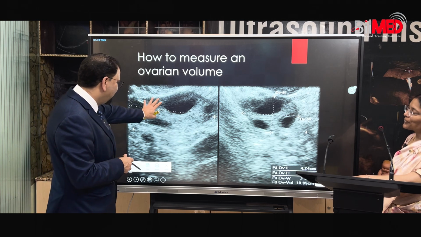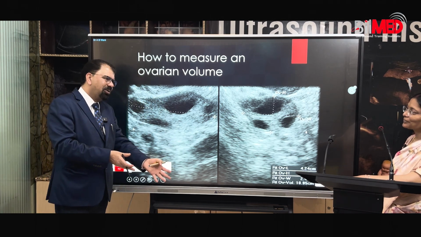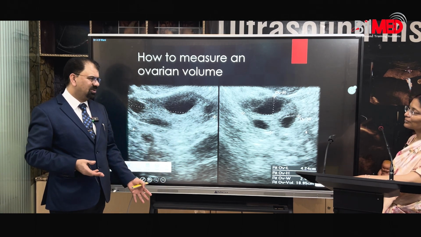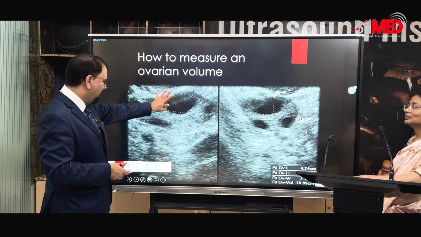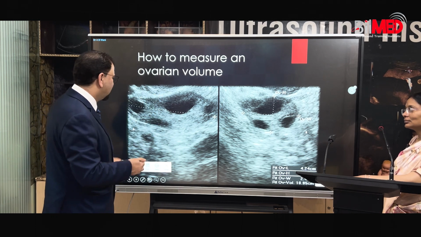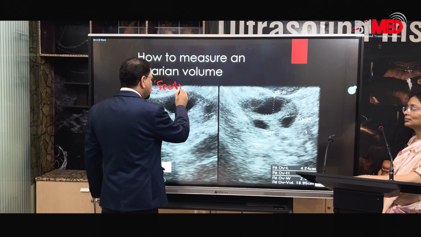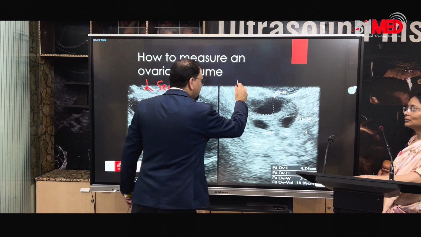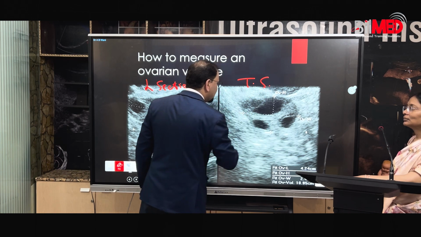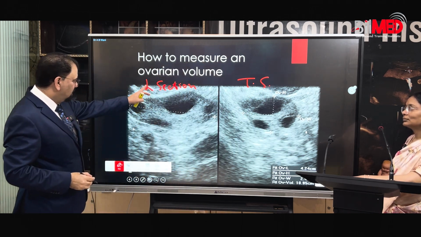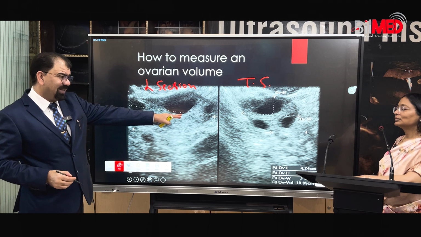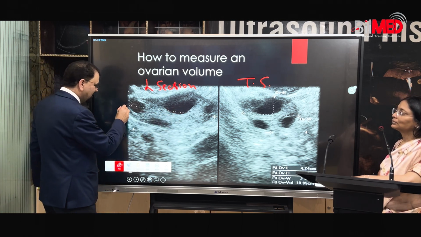Now, over here, I put a longitudinal. Now, how to take a longitudinal? For that, you have to complete the course. Okay. Now, here, this is the longitudinal section. This is the LS, longitudinal section, and this is the transverse section. In longitudinal section only I can take the length. Now this is the length.